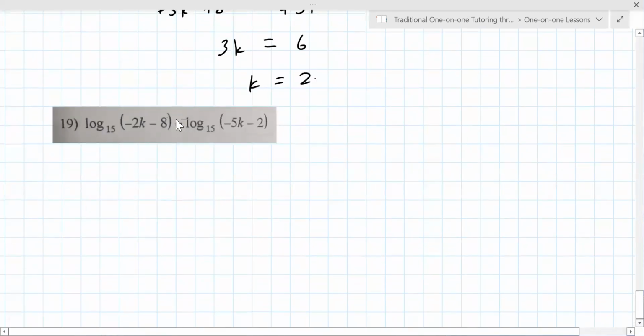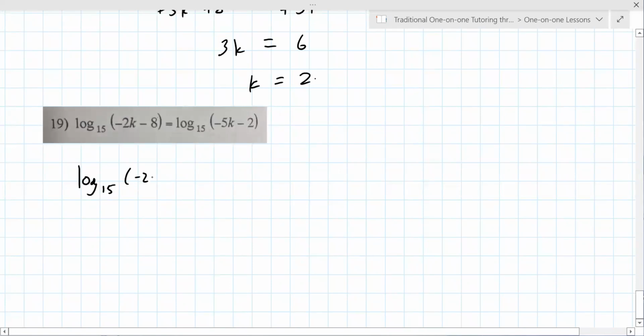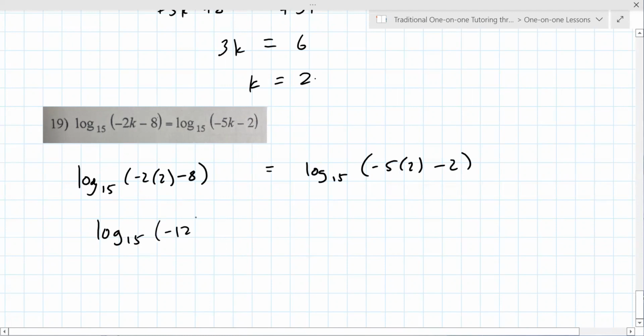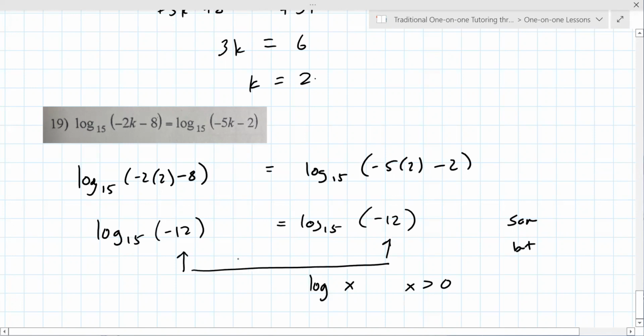This one has an interesting situation here where the answers are the same, but you cannot take the log of a negative number. Maybe this was not known to the person who made this. It says the answer is no solution. Right, but we want to know why there's no solution. So you end up getting negative 12 equals log base 15 of negative 12. They're the same, though, but here, log of x is only defined for x greater than 0. So the number inside parentheses has to be greater than 0.